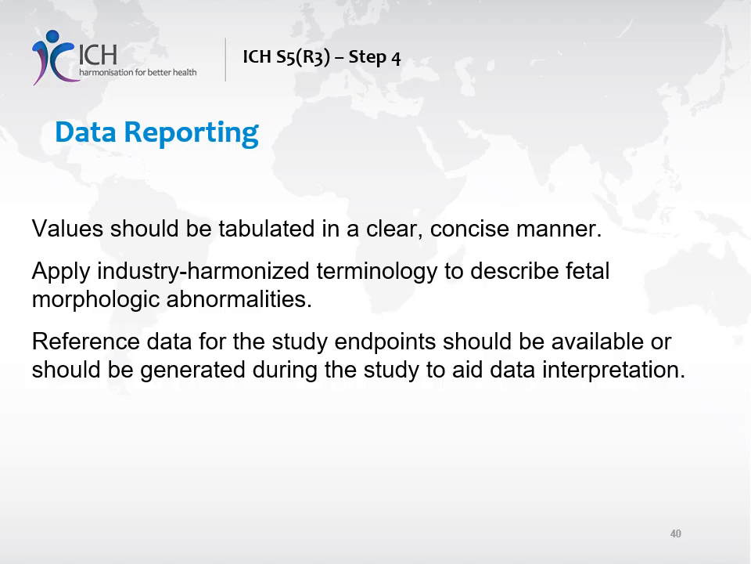Data reporting. Individual values should be tabulated in a clear, concise manner to account for all animals in the study. The data tables should allow ready tracking of individual animals and their conceptuses, from study initiation through study conclusion. Fetal morphologic abnormalities should be described using industry-harmonized terminology. All findings for each litter should be clearly listed by conceptus. Summary listings should be prepared by type of abnormality. The inclusion or exclusion of data from non-pregnant animals in summary tables should be clearly indicated.